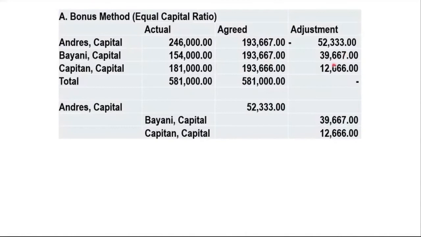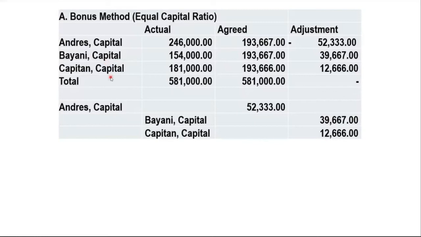So dadagdagan natin siya ng 39,667. Kay Kapitan naman, ito yung actual, ito yung agreed. So dagdagan naman natin siya ng 12,666. So generally, what's going to happen there? Kung babawasan natin si Andres, then Andres will be debited. Okay, the capital will be debited by yung amount ng na-compute natin, 52,333.